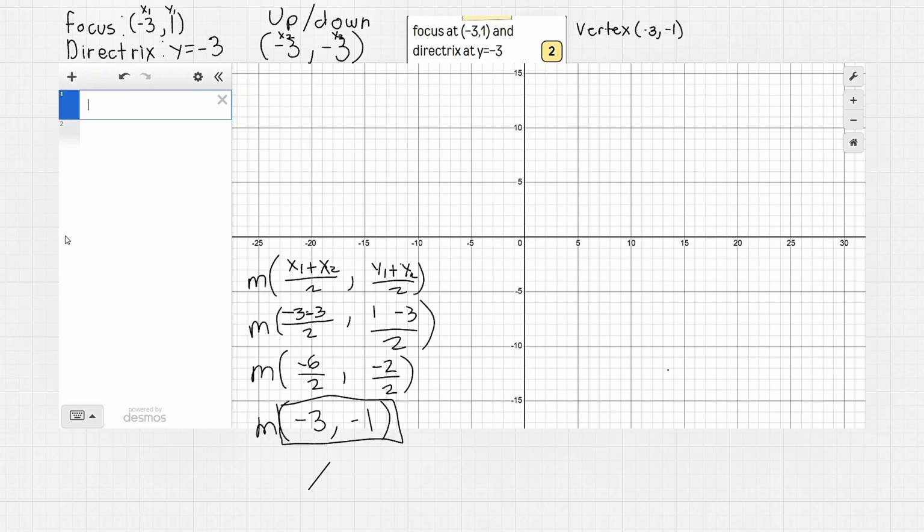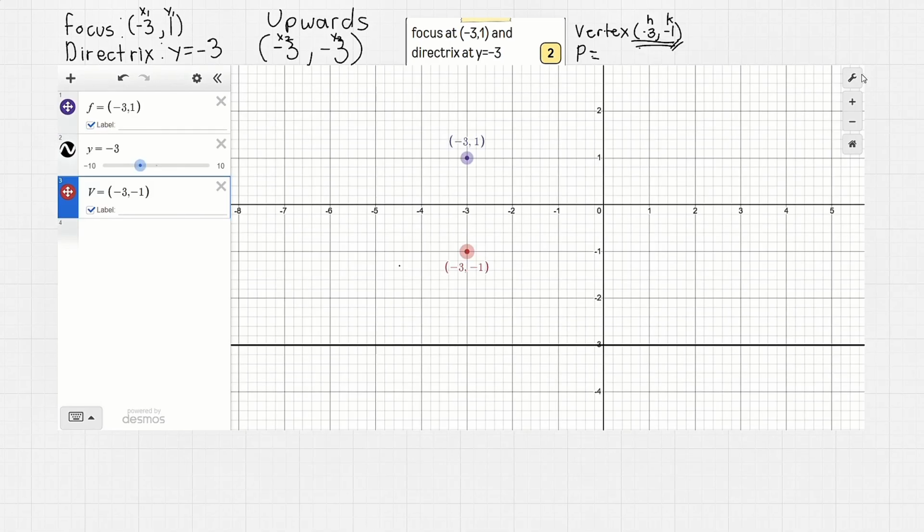Now, since we have the focus, directrix, and vertex, we can plot these givens. Now, after plotting our vertex, focus, and directrix, we can finally get our focal distance. For our focal distance, we are going to count from vertex to focus and vertex to directrix. Now, let's try to count. 1, 2.